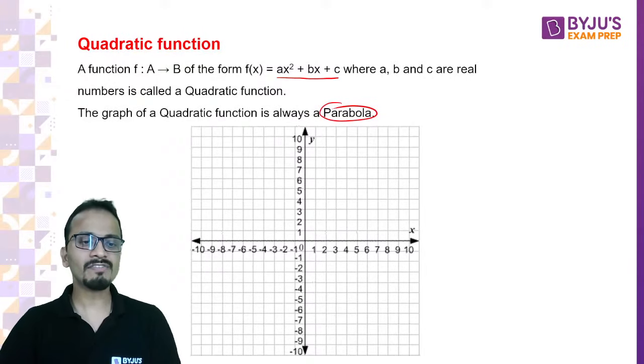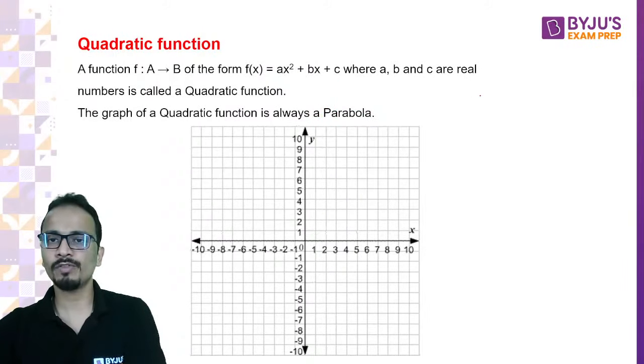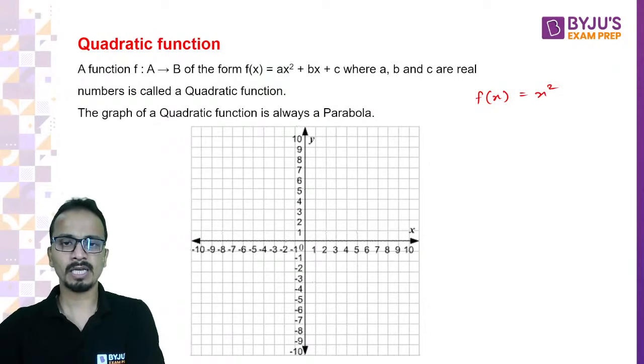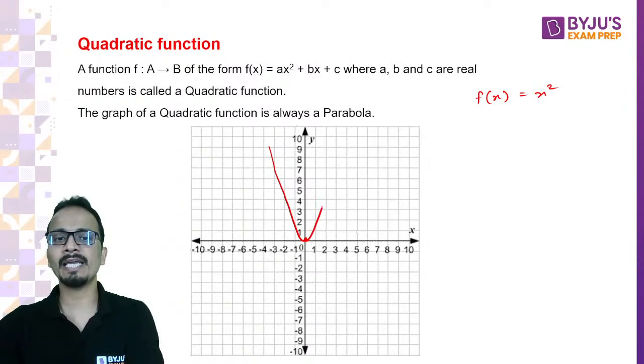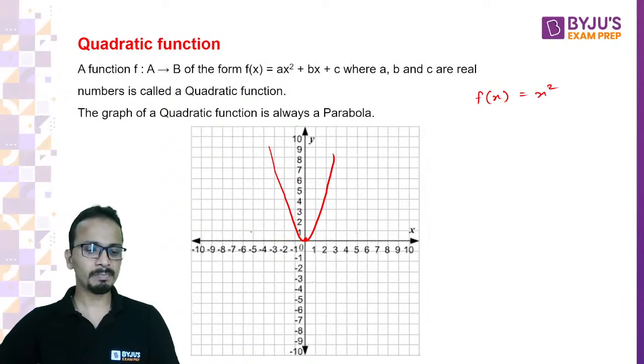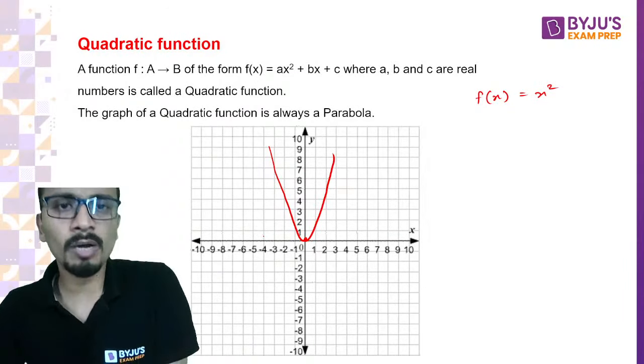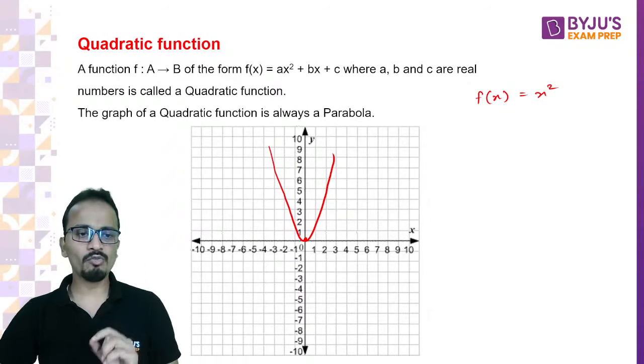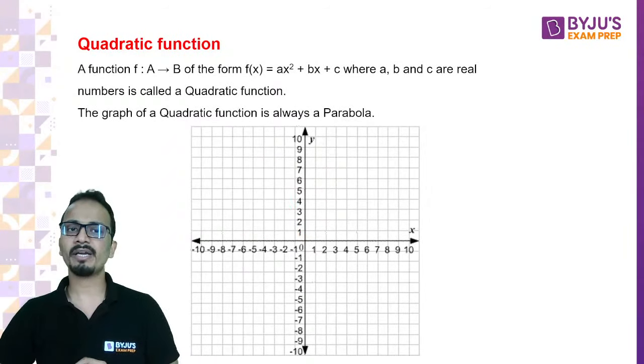Now we have seen one example of a quadratic function, f of x equals x square. The graph was passing through the origin and it was something like this. So we have seen the parabolic curve. Now let's talk about the general way of plotting a quadratic function.